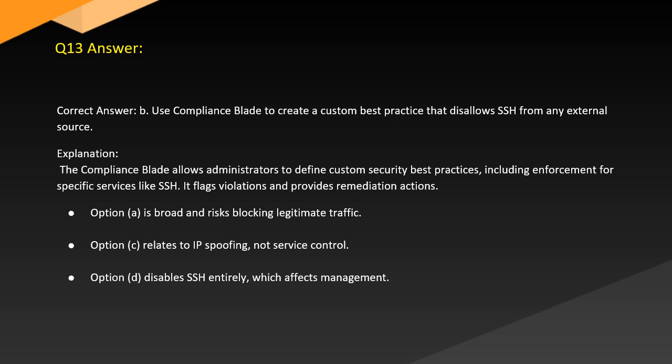Option A is broad and risks blocking legitimate traffic. Option C relates to IP spoofing, not service control. Option D disables SSH entirely, which affects managed access.